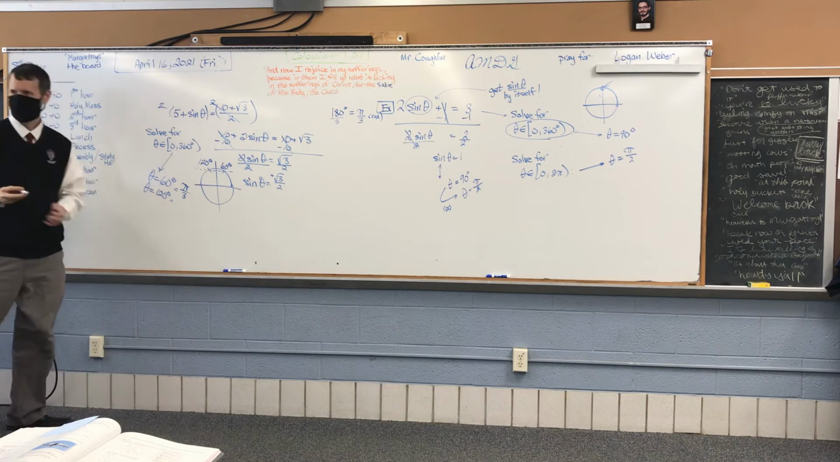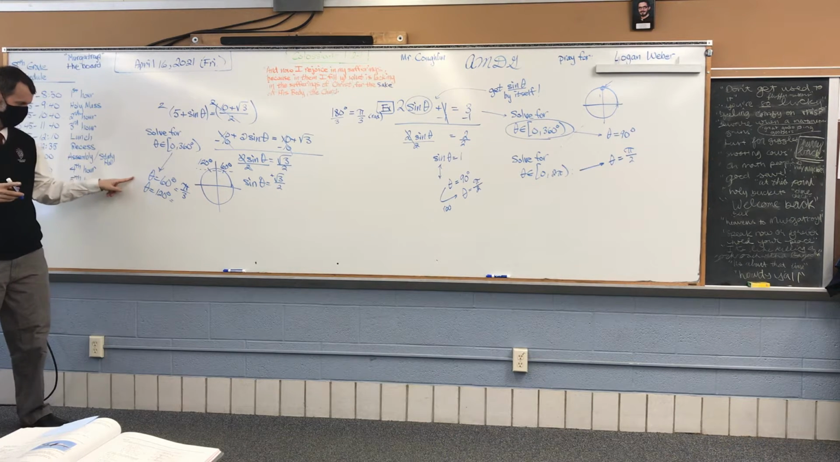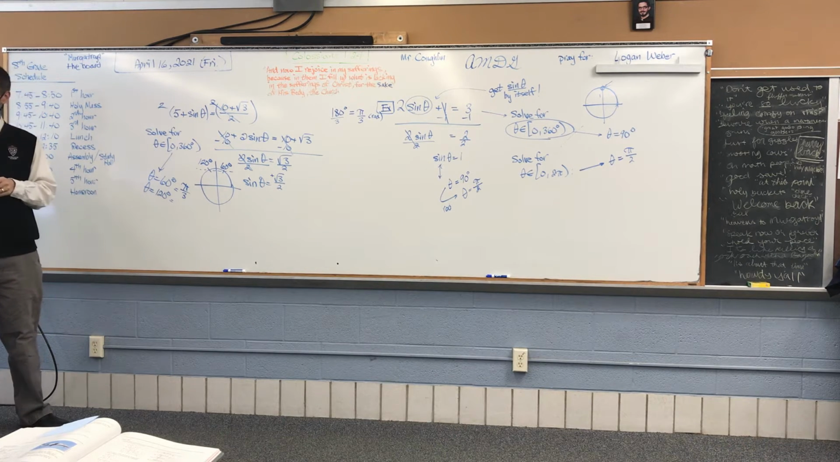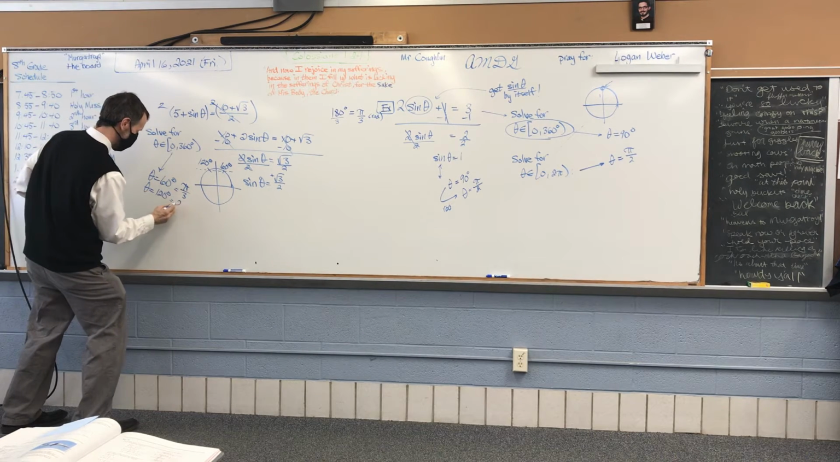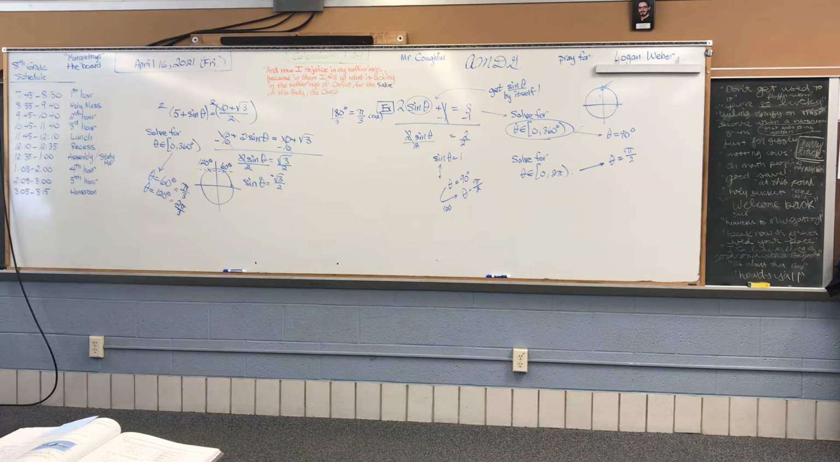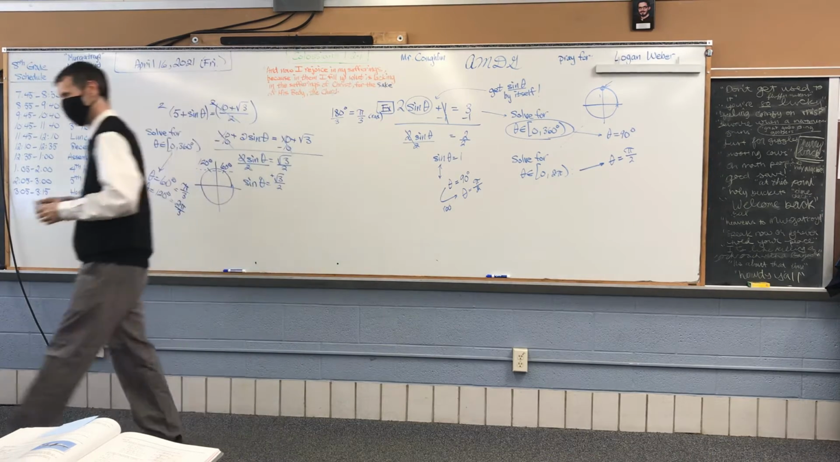What's 120? 120 degrees in radians. I'll give you a hint. It's actually easier to go from 60. Steve, what do you think? Should be 2 pi over 3. 2 pi over 3. It's 2 of these. Right. Let's try another one.